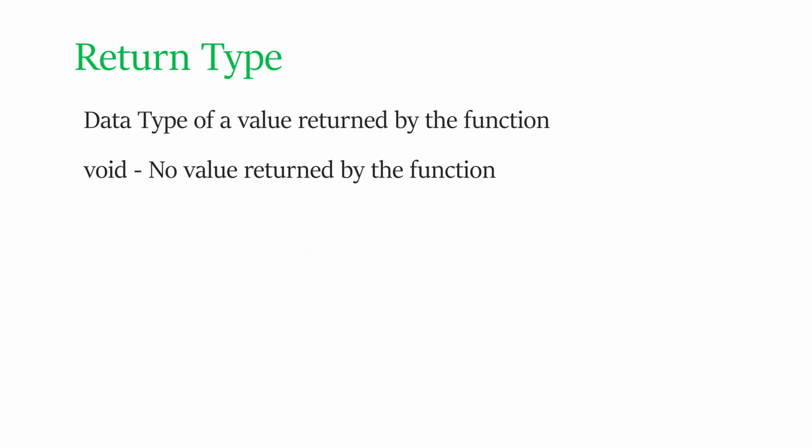What is return type? A function may return a value. The return type is the data type of the value the function returns. Some functions perform the desired operations without returning a value. In that case, the return type is the keyword void.